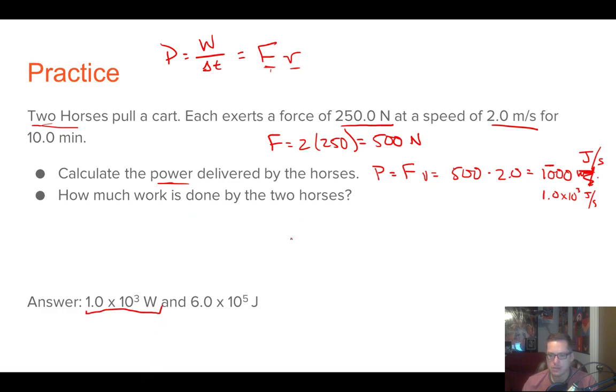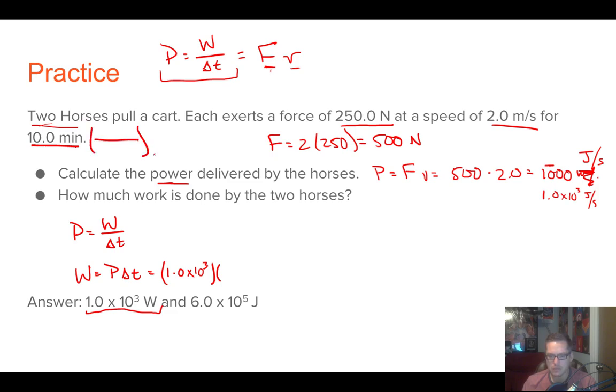How much work is done by the 2 horses? Since we have power and a change in time, we can use this formula, only we're solving for work. Power is equal to work over the change in time, so work has to be equal to power times the change in time. The power is 1.0 times 10 to the 3rd, and our change in time is 10 minutes. But remember, this is in joules per second, so we have to convert. We'll do a little dimensional analysis: minutes on the bottom, seconds up top. There are 60 seconds for every 1 minute, so the change in time would be 600 seconds.